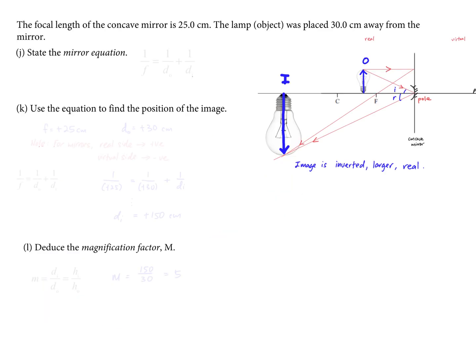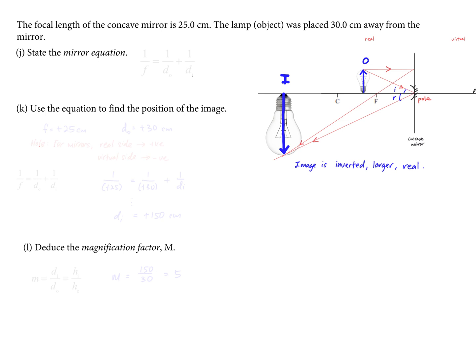Okay, the next part, the focal length of the concave mirror is given as 25 centimeters, and the object was placed 30 centimeters away from the concave mirror. And in these next few parts of the question, you're required to calculate the position of the image. Now, we've drawn the ray diagram earlier on, but a ray diagram is only able to estimate or predict what the image is going to be like. So even if you draw to scale, it's not accurate, it's just an estimation.